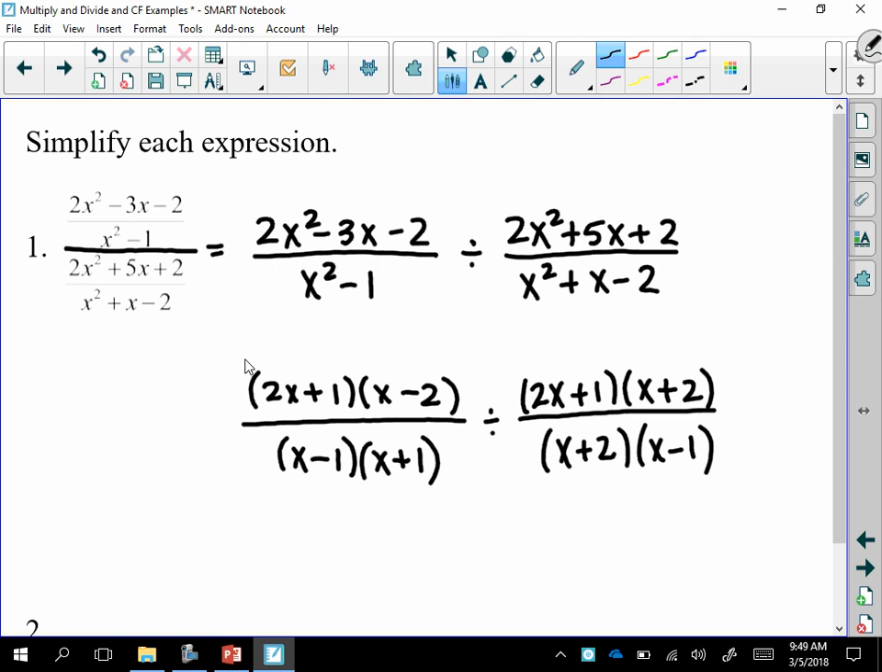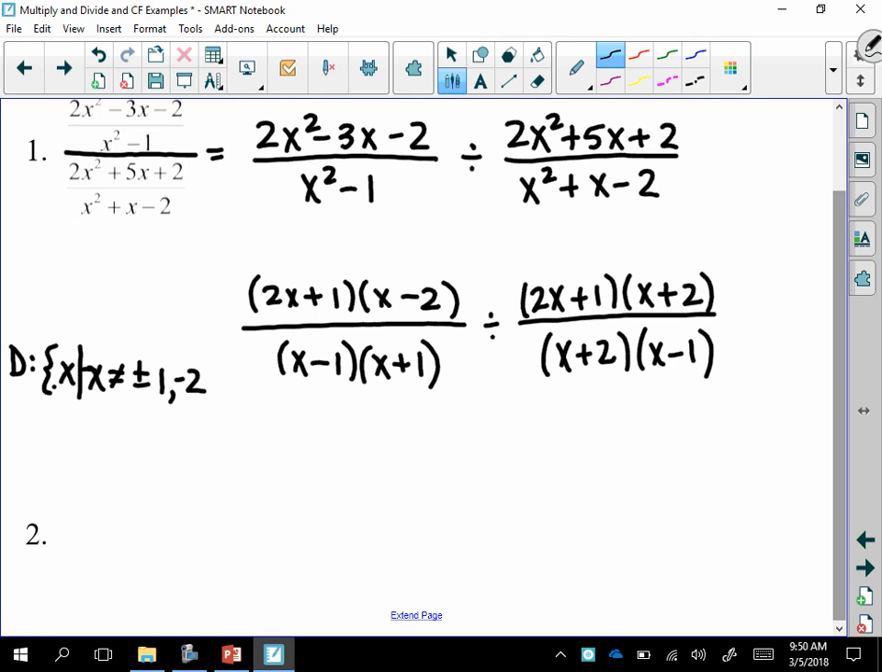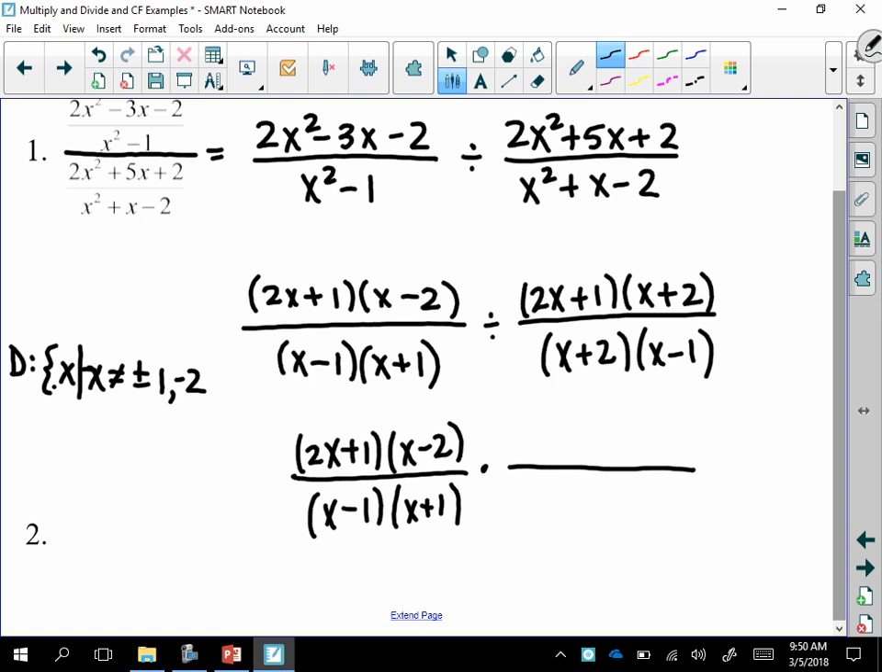Let's go ahead and identify the domain before we do anything else. X cannot be, all the x's such that x cannot be, all right, but I'm going to leave it open since it's a division problem in case I need to add anything after I've flipped over. So I'm going to have 2x plus 1 times x minus 2 over x minus 1, x plus 1. And then I'm going to multiply by the reciprocals. The x plus 2 and the x minus 1 move up. And the 2x plus 1 and the x plus 2 move down.